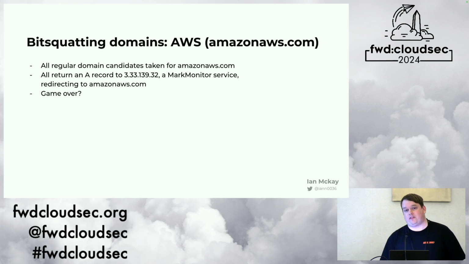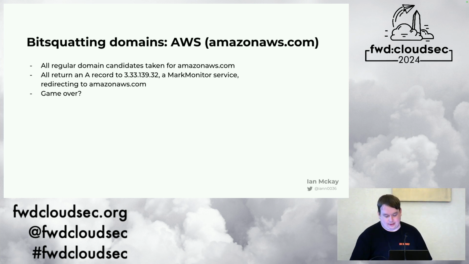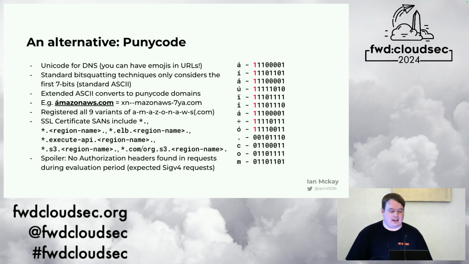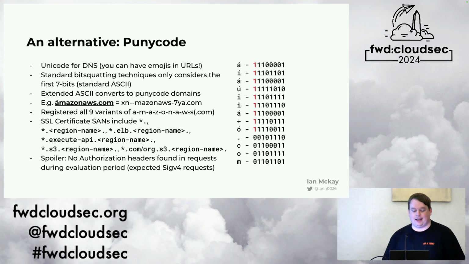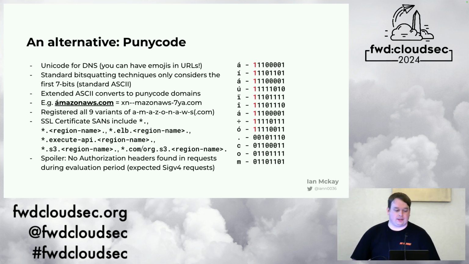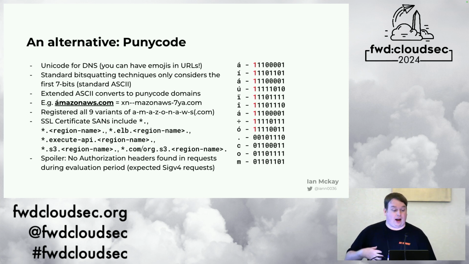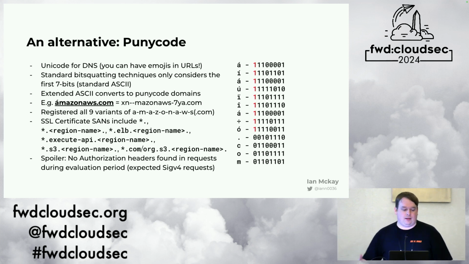So does that mean game over for me? I have one more trick up my sleeve. Introducing Punycode. Punycode is Unicode for DNS, and it's the exact same technology that allows you to have emojis in URLs. The standard bit squatting techniques only look at those first 7 bits because that's what DNS expects. But I also considered that 8th bit.